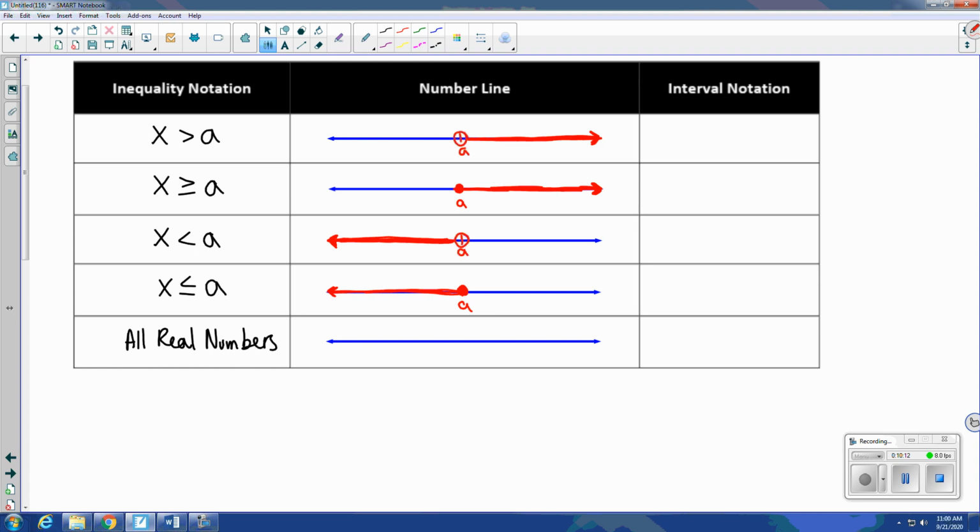Now the last possibility is included because we just want a way to show that the interval could extend forever in both directions. And that would indicate I'm including all possibilities of numbers that are real. So the whole number line would be shaded.